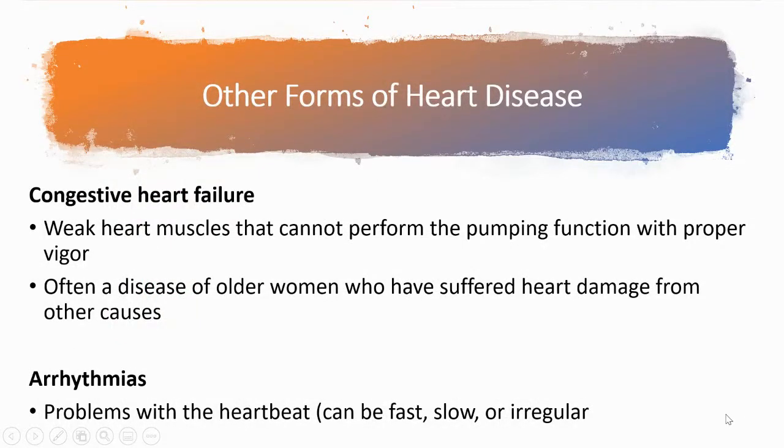Other forms of heart disease include congestive heart failure. This is when weakened heart muscles can't perform the pumping function with proper vigor or enough strength. It's often a disease of older women who have already previously suffered from some heart damage. Arrhythmias are problems with heartbeat. Arrhythmias can be too fast, your heart beats too fast, it could be too slow, or irregular. So sometimes it's fast and sometimes it is slow.